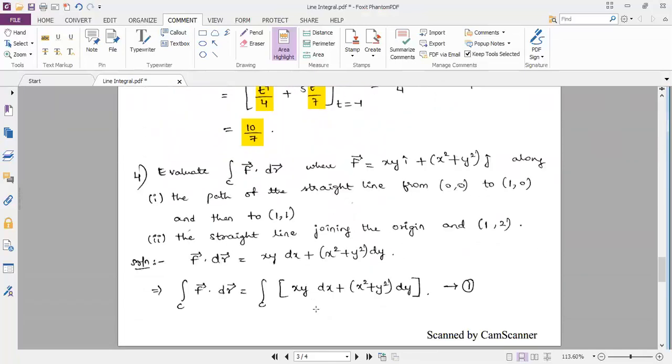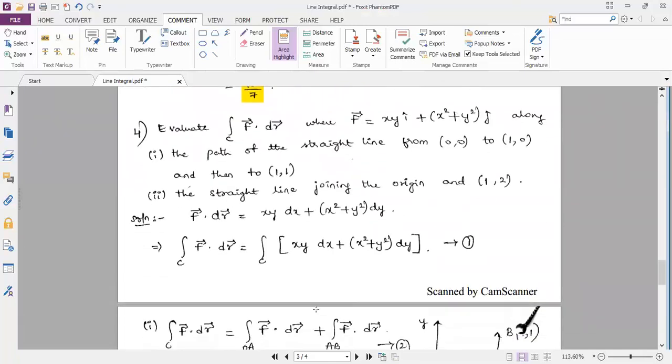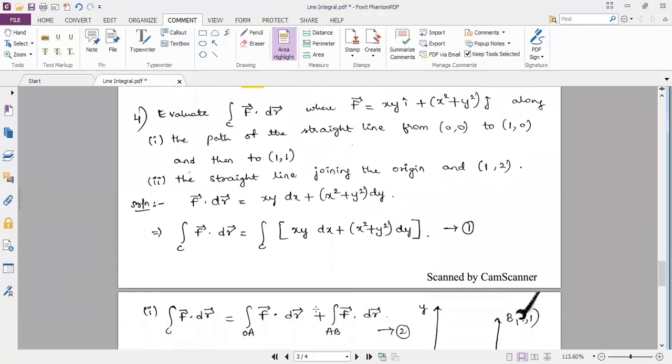So lastly, we discuss another problem wherein we need to evaluate the integral over C of F dot dr for different cases. Given F is equal to xy i plus x square plus y square j. In the first case, we need to evaluate the integral along the path of the straight line from 0, 0 to 1, 0 and then to 1, 1. So we need to draw the straight lines from the origin 0, 0 to 1, 0 and from 1, 0 to 1, 1, as shown in the graph below.